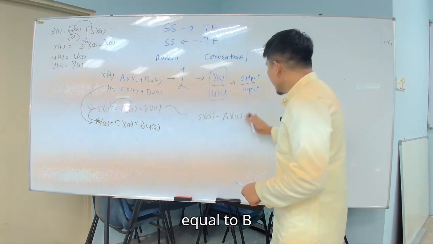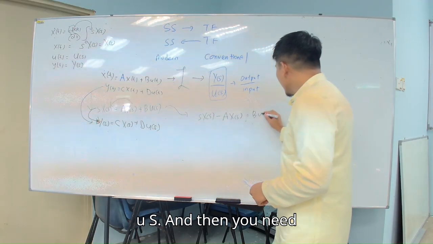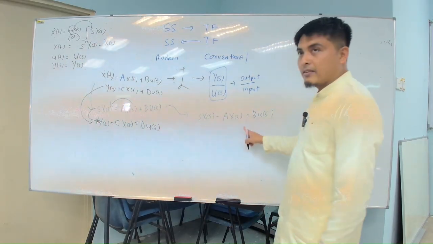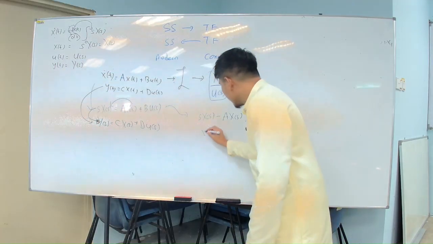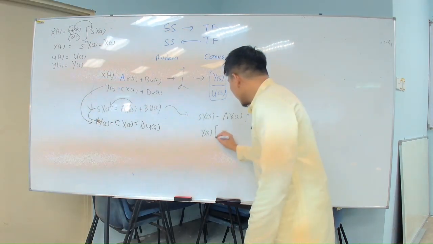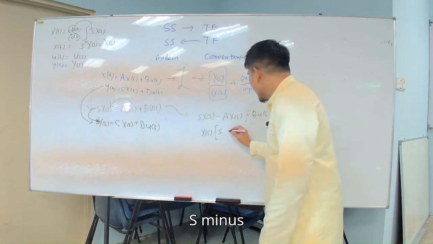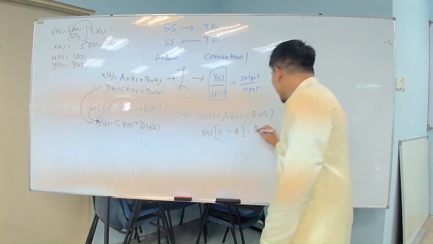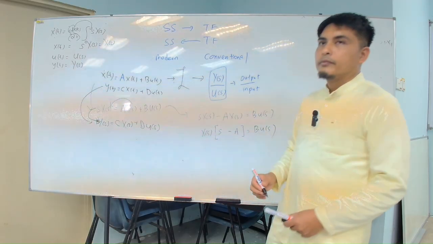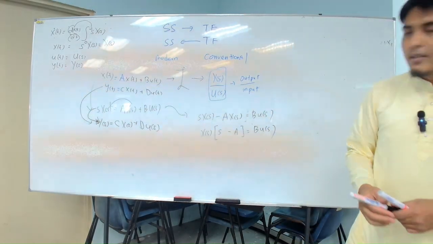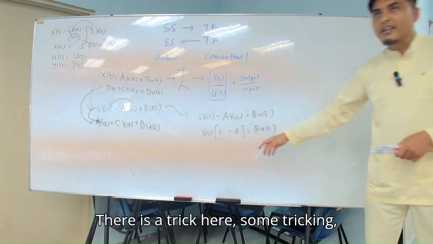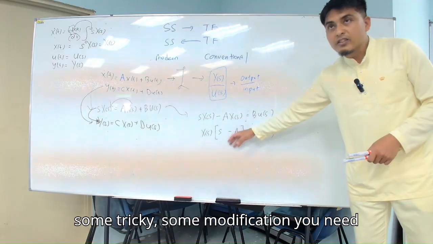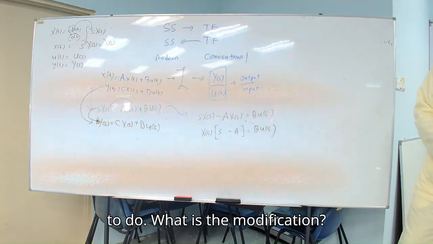plus equal to BUS. And then you need to factorize XS. S minus A equal to BUS. Okay. There is a trick here, some modification you need to do. What is the modification?